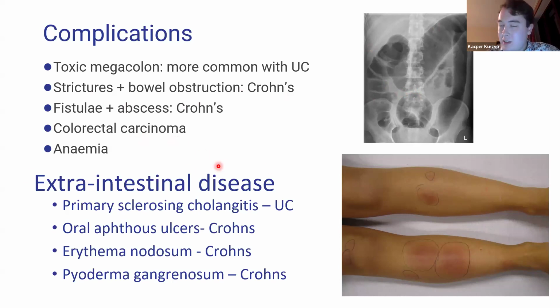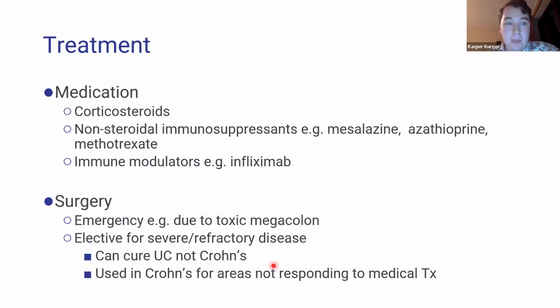Now, in terms of extraintestinal disease, so what things happen outside of the colon? Sometimes ulcerative colitis is a risk factor for PSC, and they like asking questions about that. In Crohn's, you can see the aphthous ulcer in the mouth. You can see erythema nodosum, those funky red areas on the skin, and pyoderma gangrenosum, which are essentially ulcers filled with pus, which again happen in Crohn's.